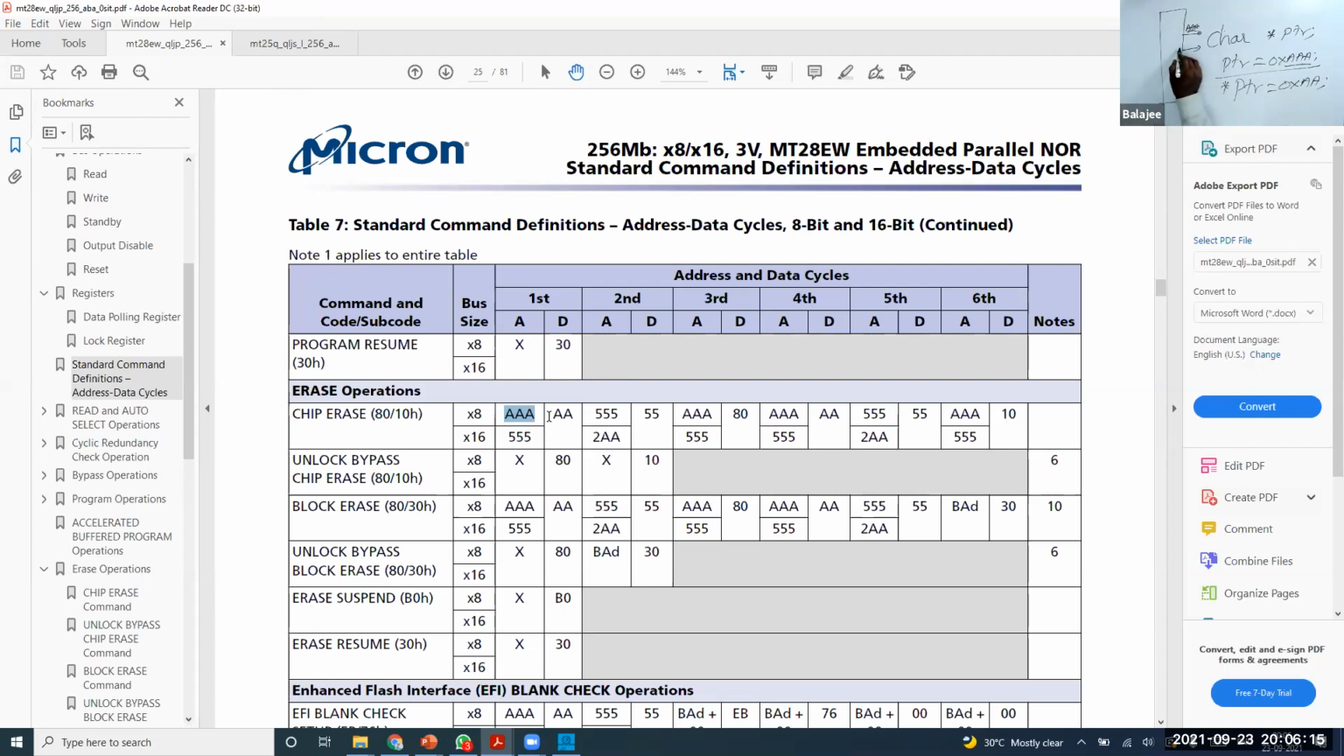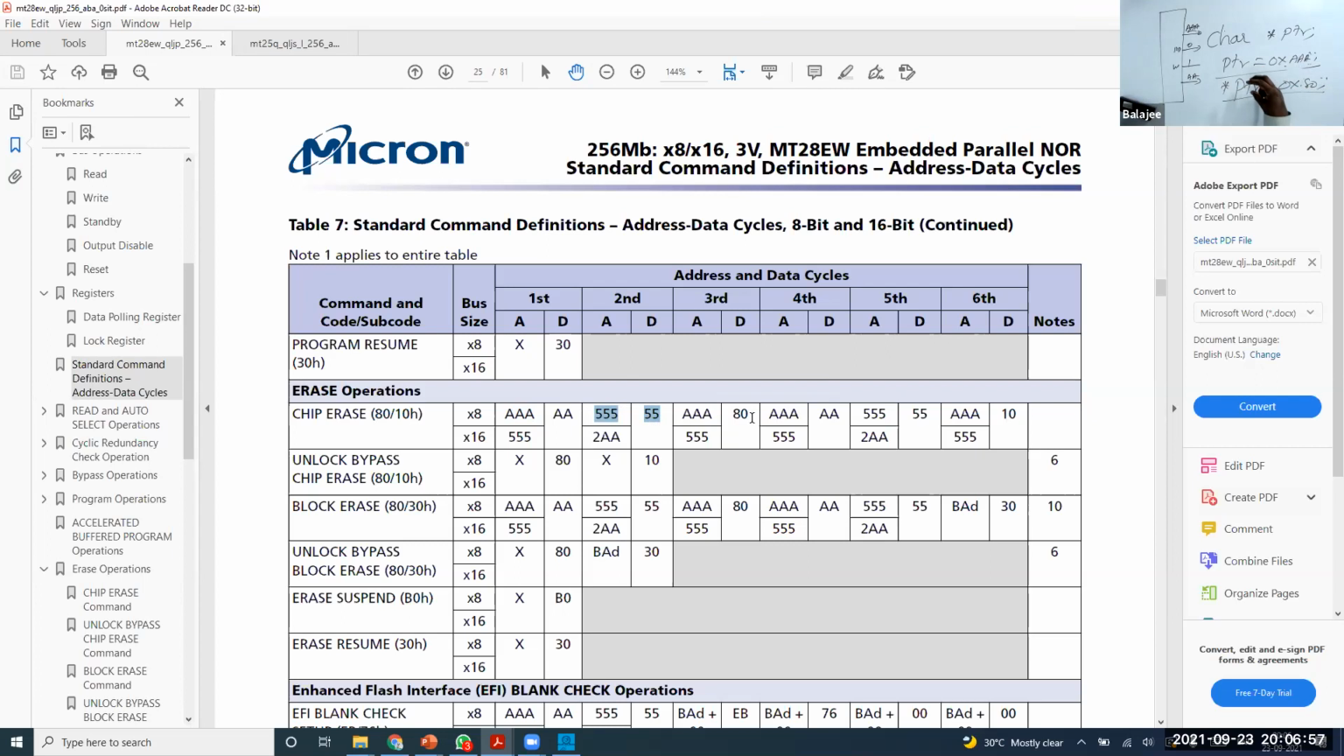Now the data will become AA, and this is a write operation. Read becomes 1, 0. Write becomes 1. After writing, this is done. Now they say the second write. The second time I will change the data to 555. Why? I don't know why, because they have asked me to do that. I do 555. Done. Then they've asked AAA 80. I write AAA 80. Like that, you have to write.